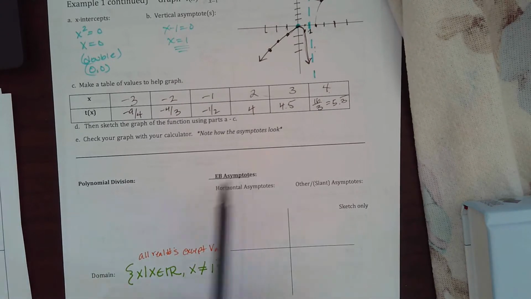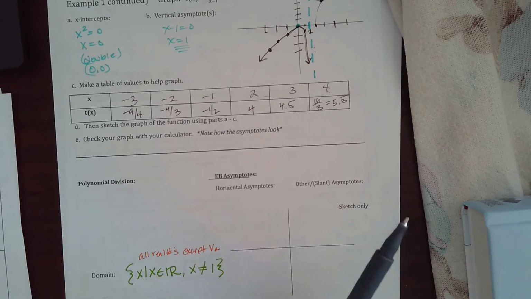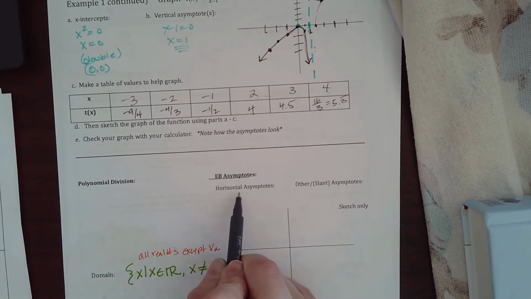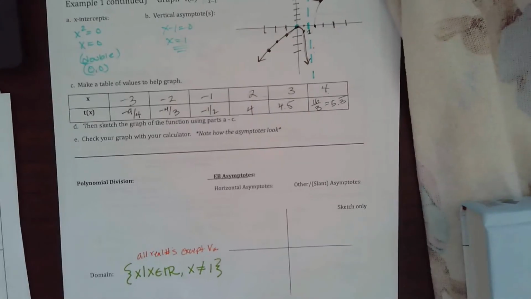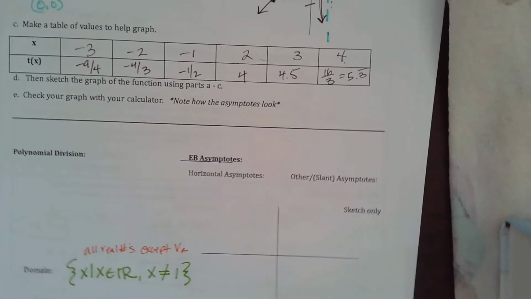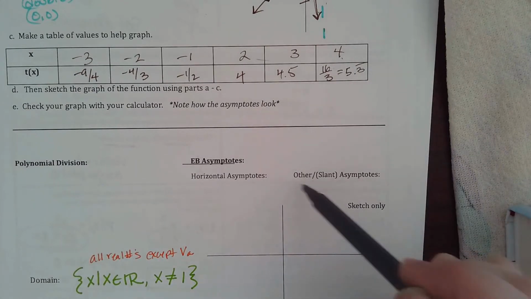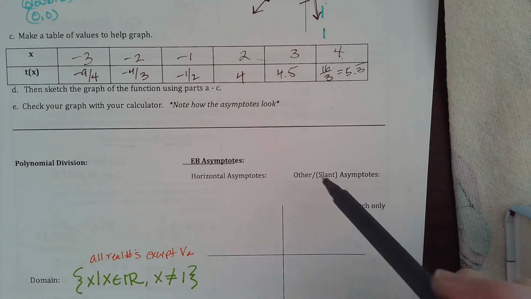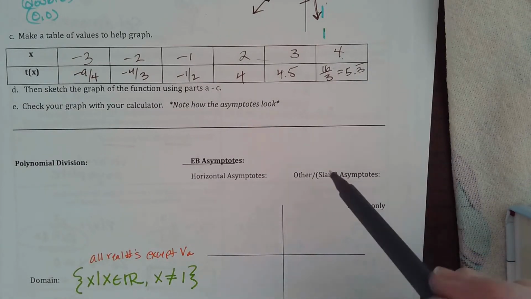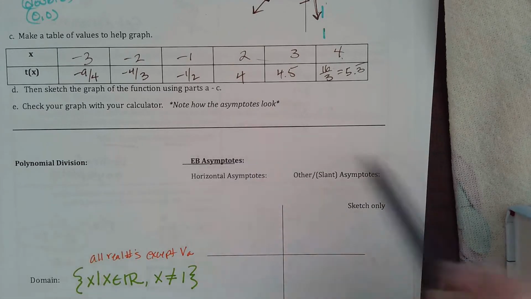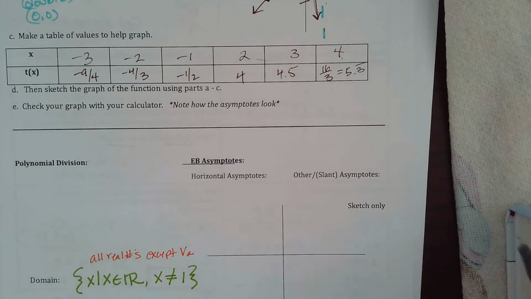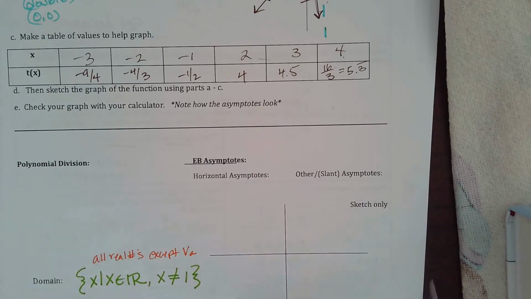All right, so to figure out what your end behavior asymptotes are. An end behavior asymptote is not both, but either a horizontal asymptote or what we call an other asymptote. The asymptotes could be literally anything else. Could be linear, could be quadratic, could be cubic, quartic, whatever. So there's two categories. It's either horizontal or other. To determine which, we do polynomial division.